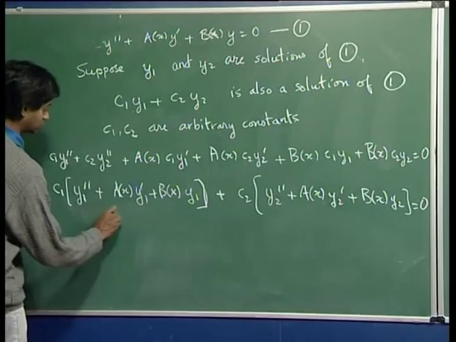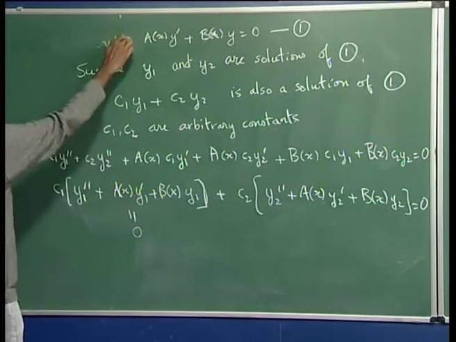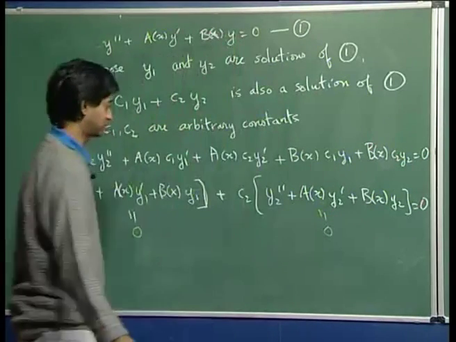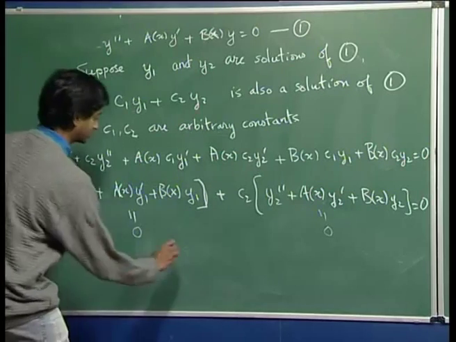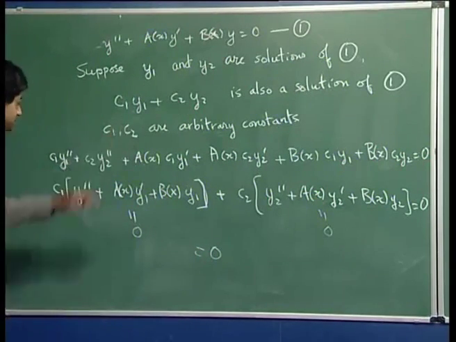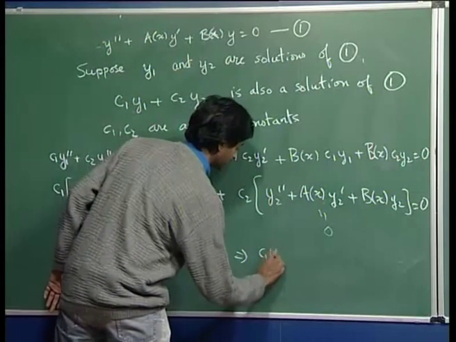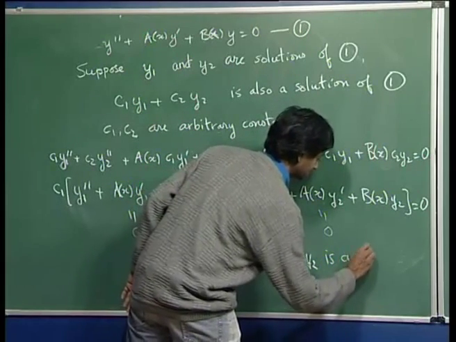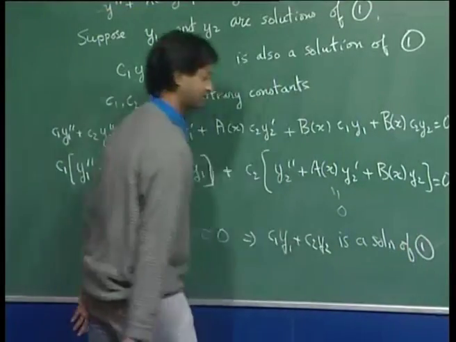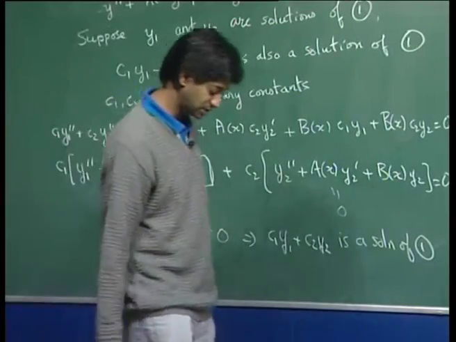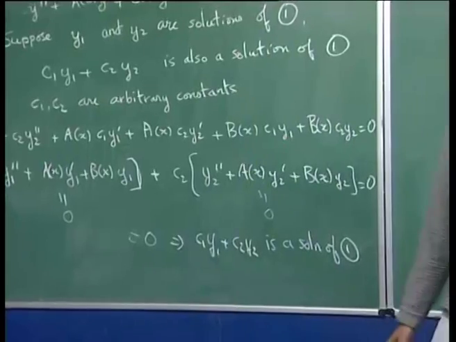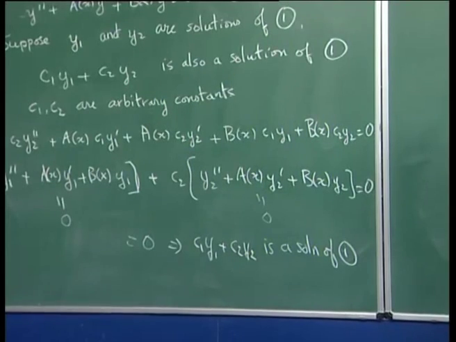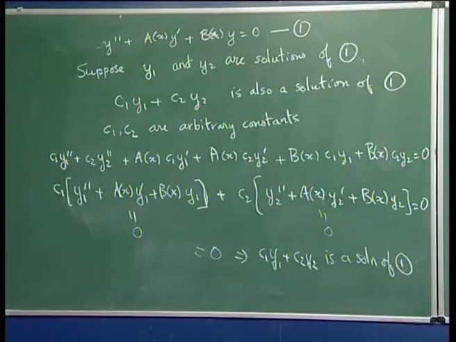Now, this is equal to 0 because y1 is a solution of this differential equation. This is equal to 0 because y2 is a solution of this equation, and so this whole thing is equal to 0, and that implies C1 y1 plus C2 y2 is a solution of 1. Okay. So this is a very important property that says that if you have two solutions to the differential equation, any linear combination of them is also a solution to this second order homogeneous differential equation.